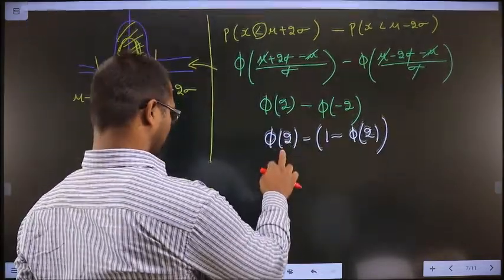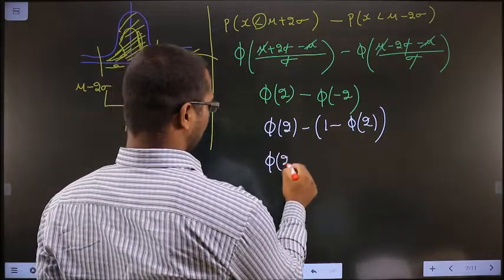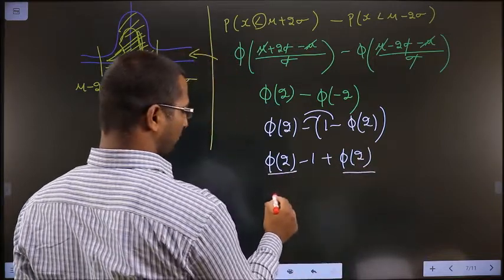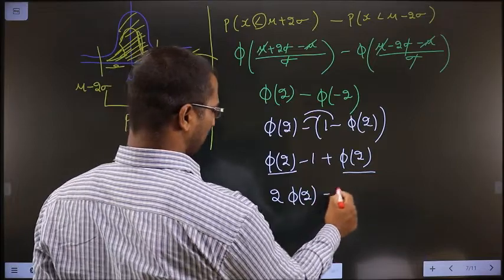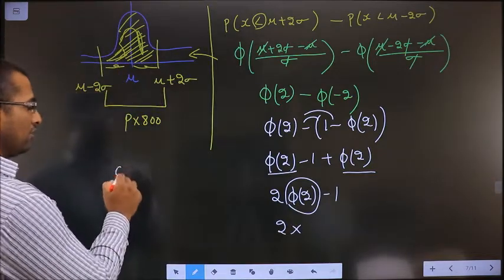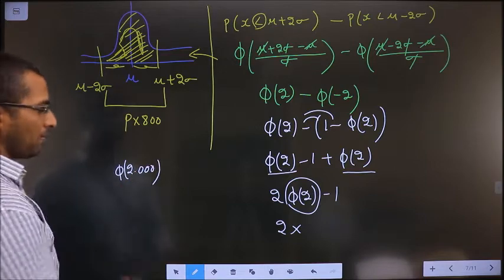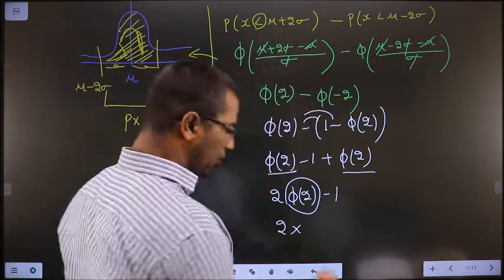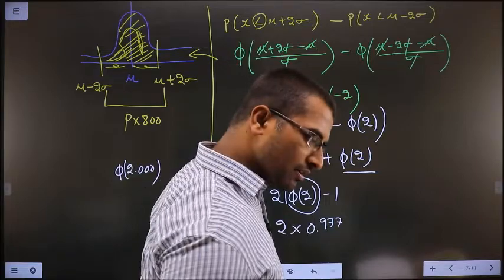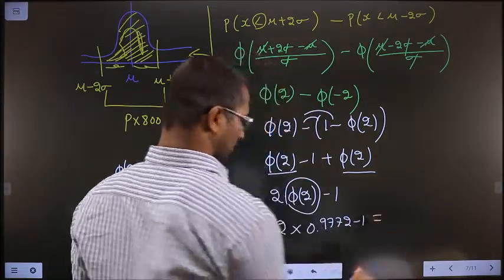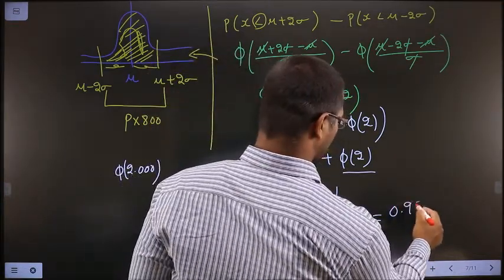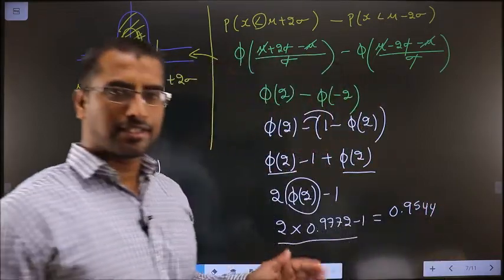So now multiply with the negative sign: minus 1 plus phi of 2. Phi of 2 is a like term, so it will become 2 times phi of 2 minus 1. You will get this value from the normal distribution table. You will look for phi of 2.000. You will get that to be 0.9772, minus 1. Put this entire thing at once in the calculator. You get the answer to be 0.9544. This is only the probability.